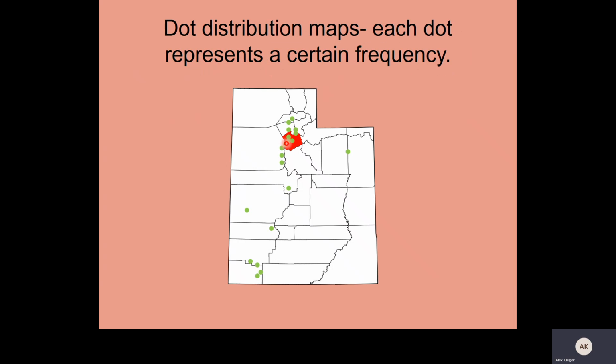And then dot distribution, I think this is the last one. Dot distribution is just where there's more population, you'll have more dots.